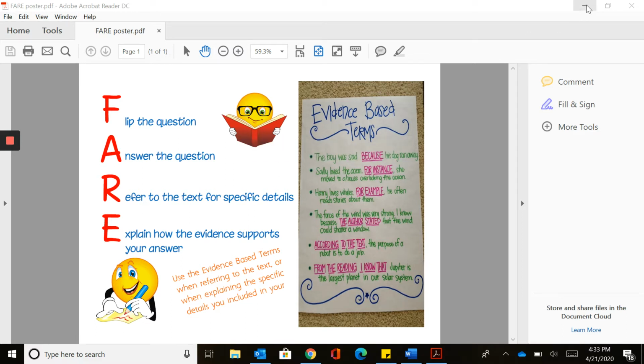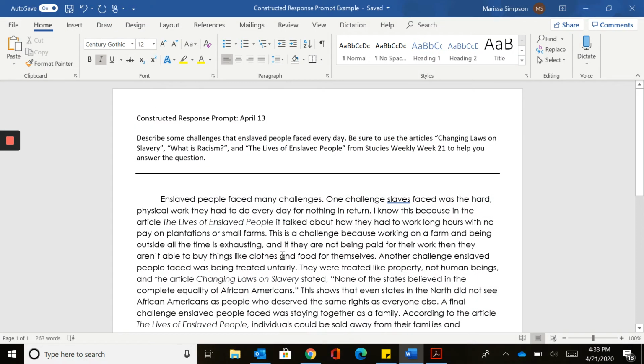So what I wanted to do with you today is go over a constructed response question from last week. And I have an example answer here for you. And I just wanted to kind of break it down into the 4 parts of the FAIR strategy so that you have an example to come look at while you are writing your constructed responses for this week. And maybe if you want to go back and edit some of the earlier ones from this week, this might help you do that.